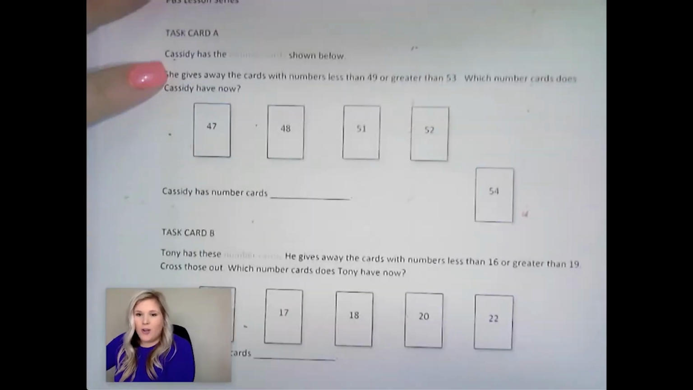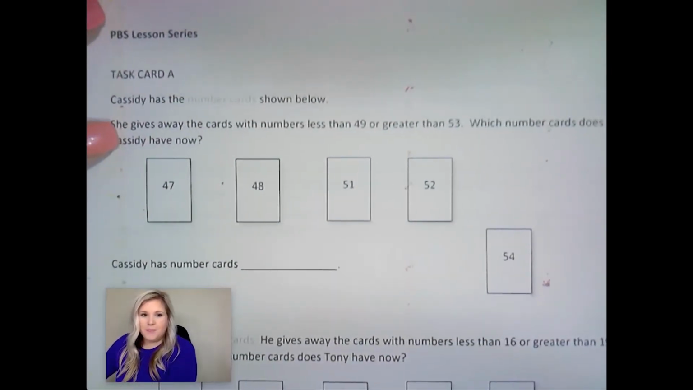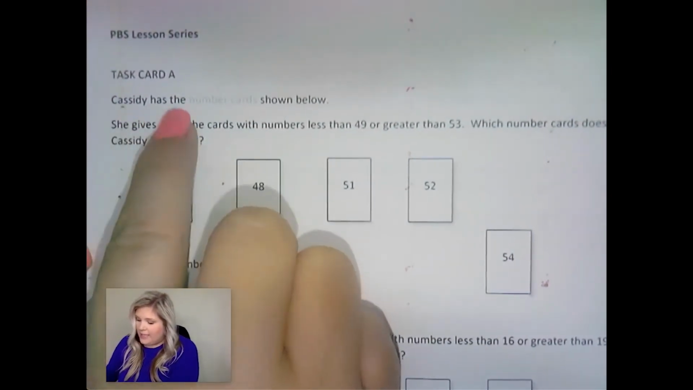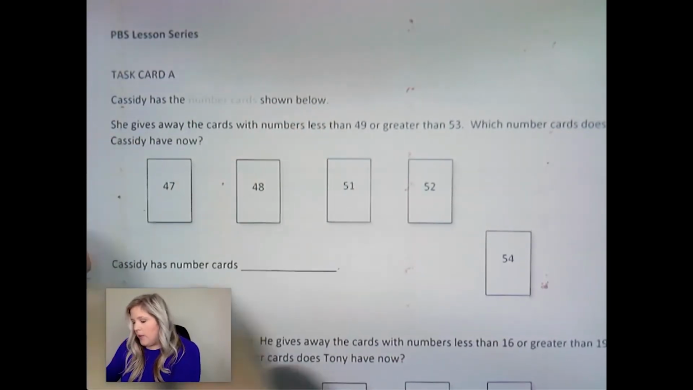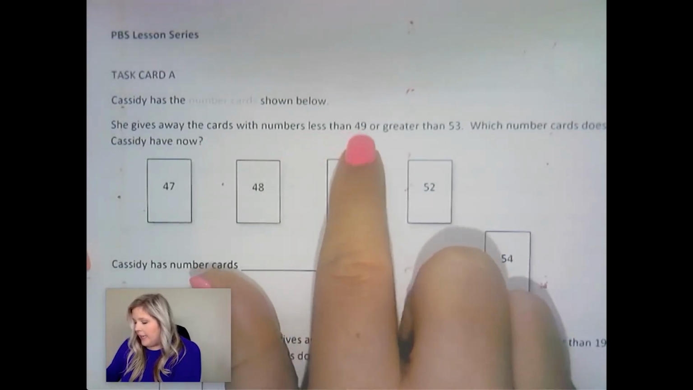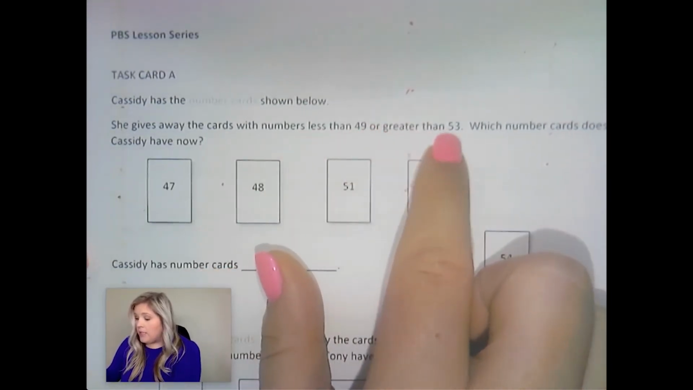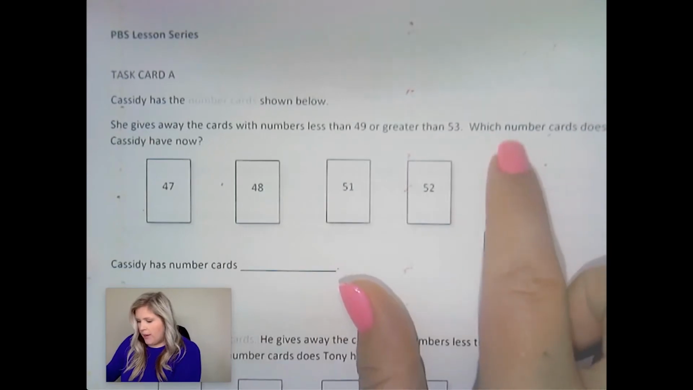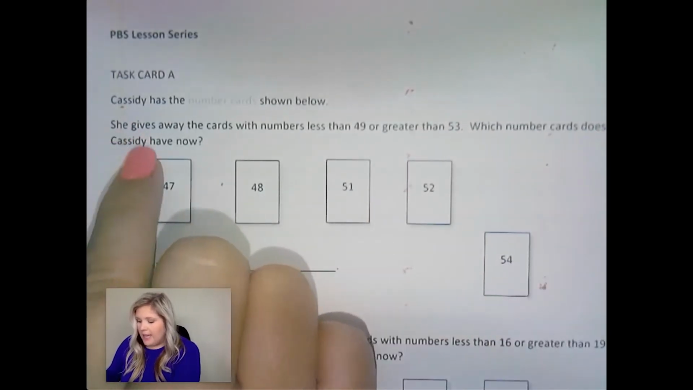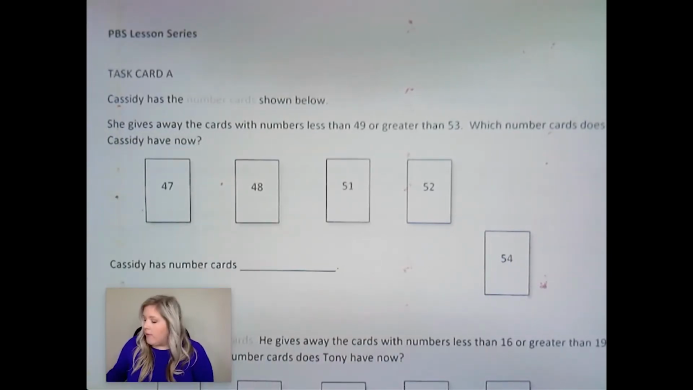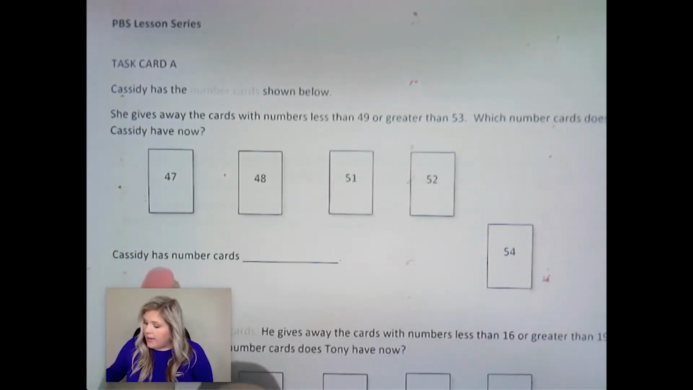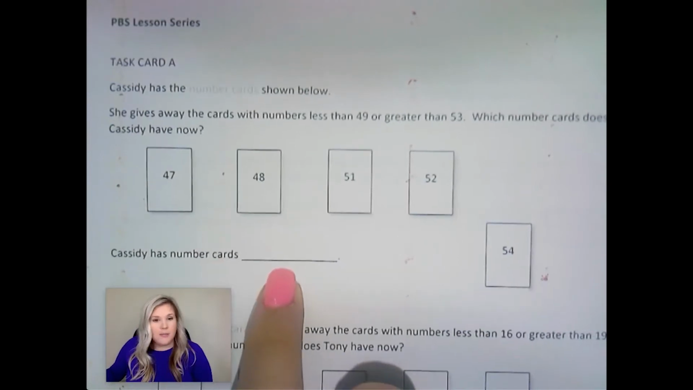Let's look at task card A. Cassidy has the number cards shown below. She gives away the cards with numbers less than 49 or greater than 53. Which number cards does Cassidy have now? We have 47, 48, 51, 52. Cassidy has number cards blank.